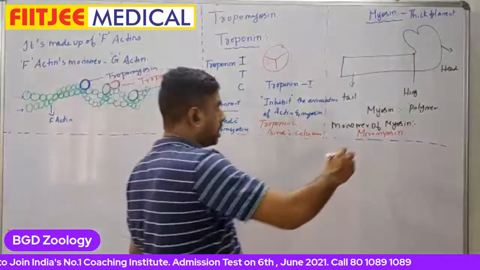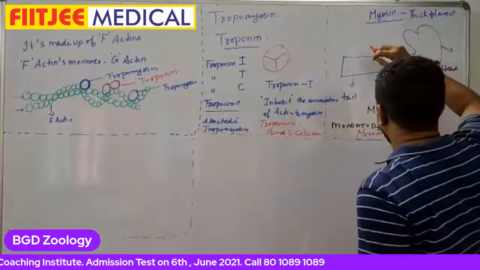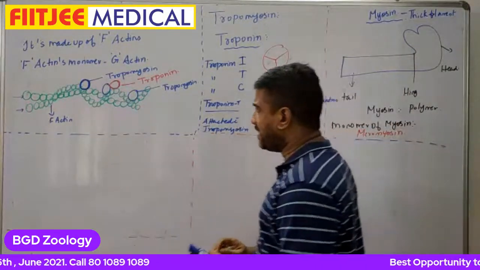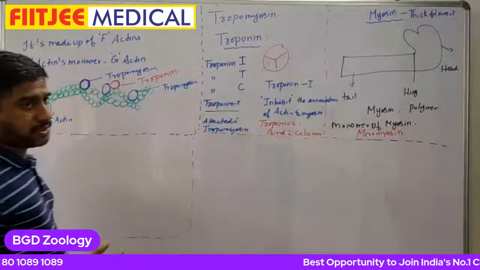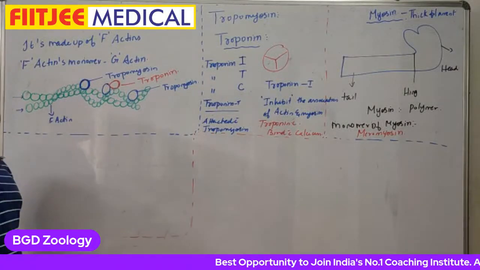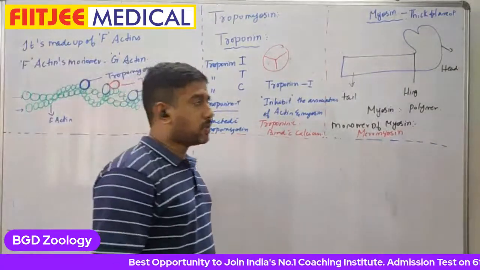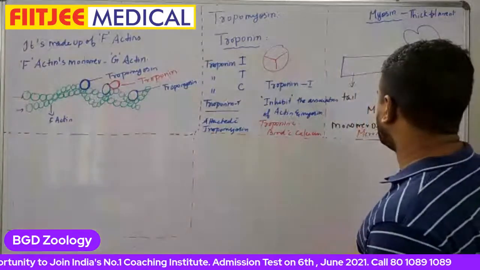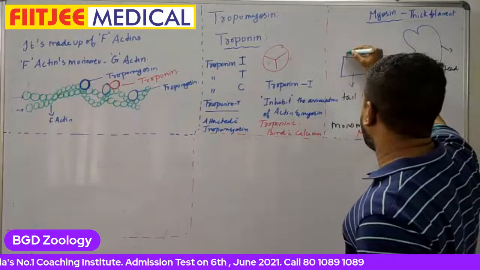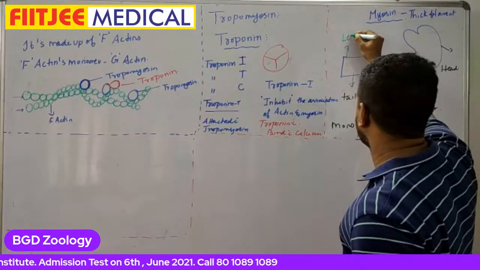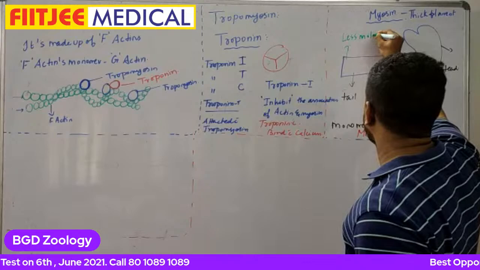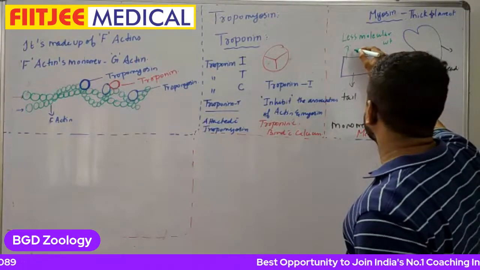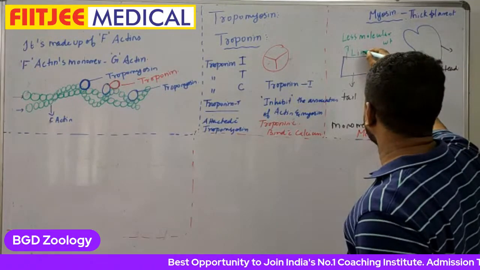Now, if you look into this, the meromyosin present in the tail part is comparatively lighter in density. Their molecular weight is comparatively less. So we call this tail part light meromyosin, as it has the lower molecular weight.